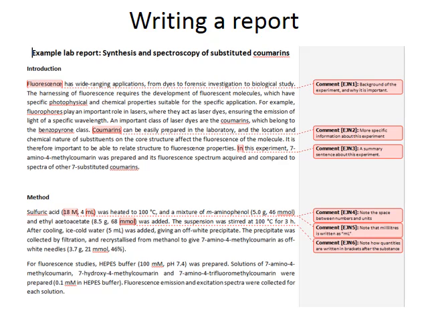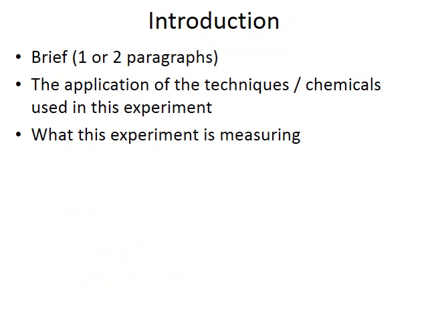Even though the experiments that you do will be very different, all reports have a similar structure, so we're going to look at common aspects of all reports. First, the introduction. The introduction should be a brief background to the report. It should include a few sentences about the techniques used or the compounds made in this experiment, and why this is significant. It should end with a summary of what was specifically done in this experiment.